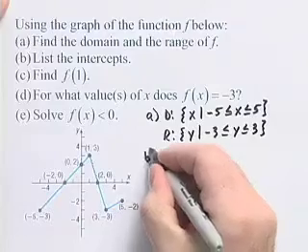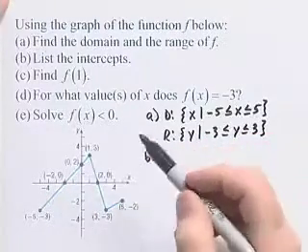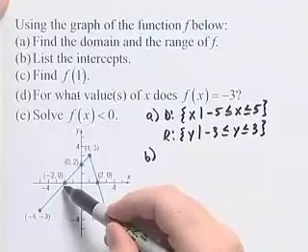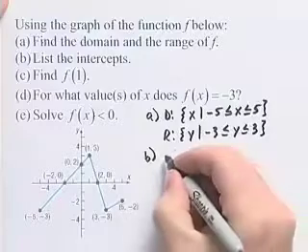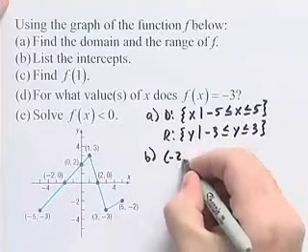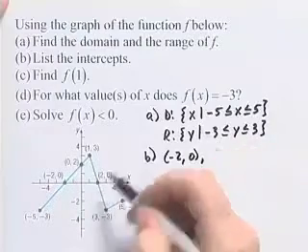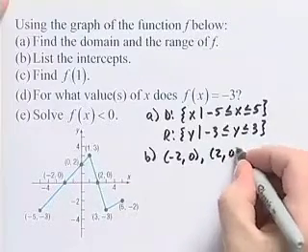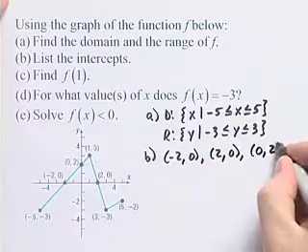For part B, we want to list the intercepts. The intercepts are points where the graph crosses an axis. You see that it crosses the x-axis at 2 points, and we cross the y-axis at 1 point. So our intercepts are -2, 0. That's an x-intercept. The other x-intercept will be +2, 0. And then we have a y-intercept, 0, 2.